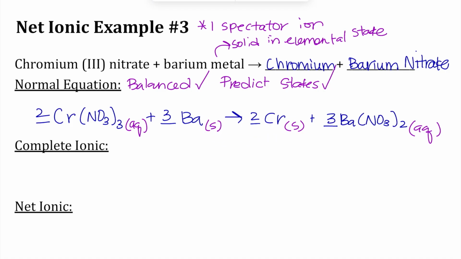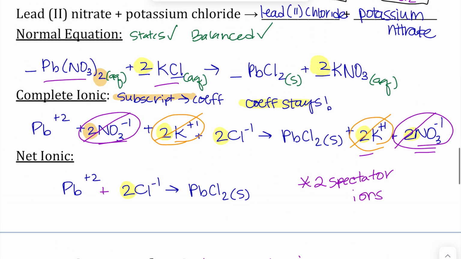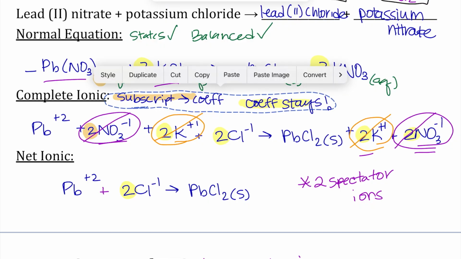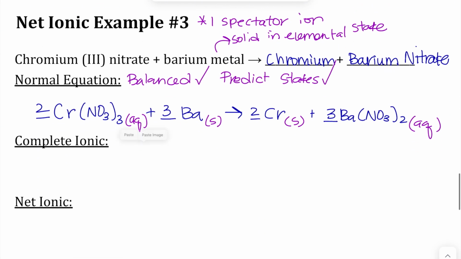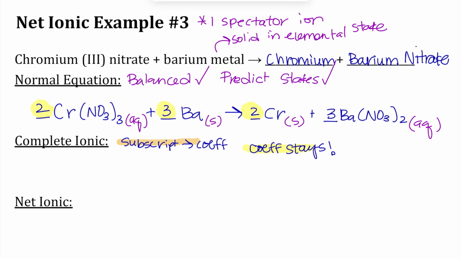So we have 2 solids in here, which does make things a little bit different, but our process is the same. Remembering that from our rules up here, subscripts are going to become coefficients, and coefficients stay coefficients. So we need to make sure we're paying attention to those here. We've got coefficients here in actually every term. And so as we're looking at this, we're going to have 2 chromiums, so 2 Cr plus 3s. Chromium's got a plus 3 charge.